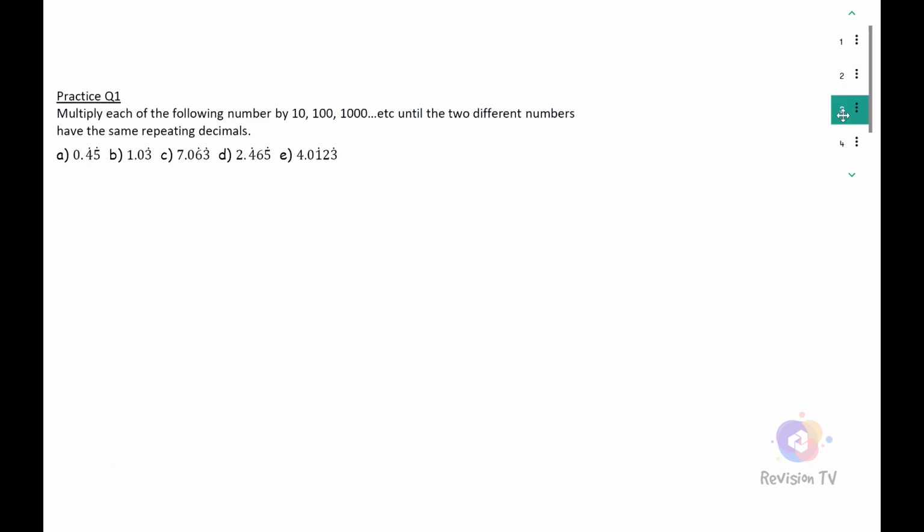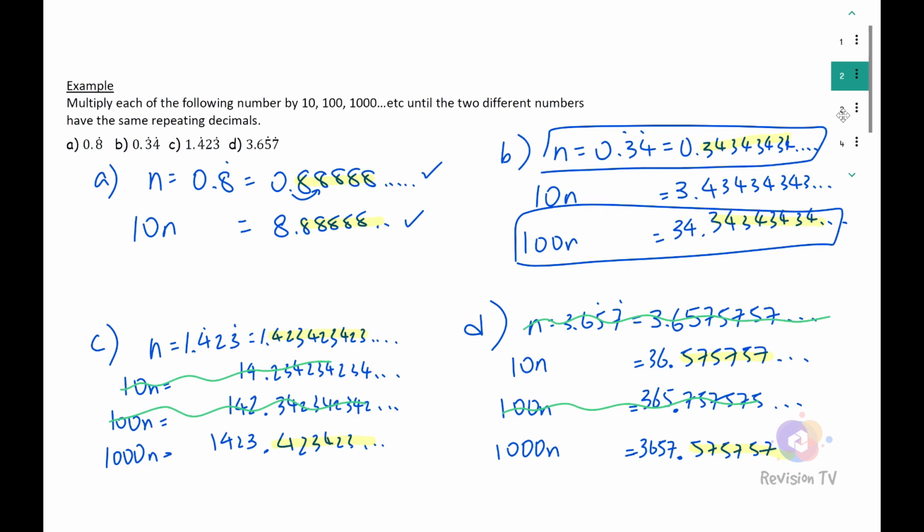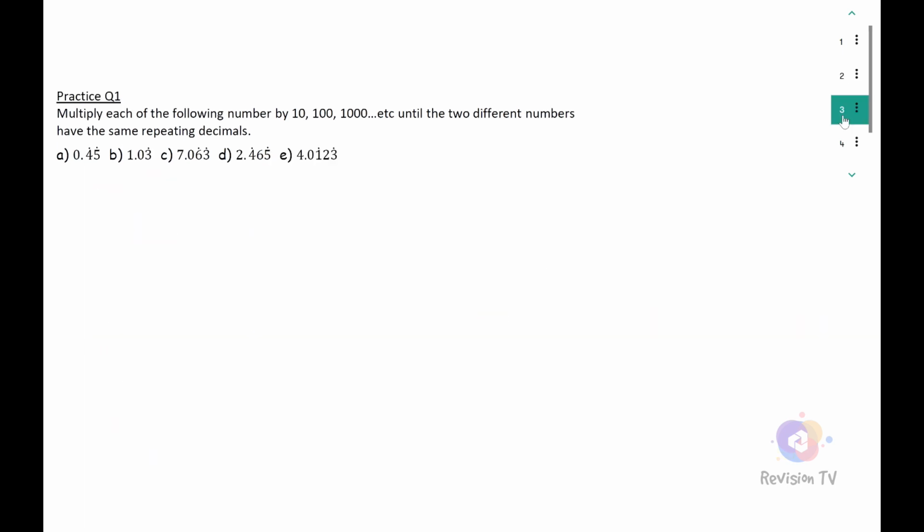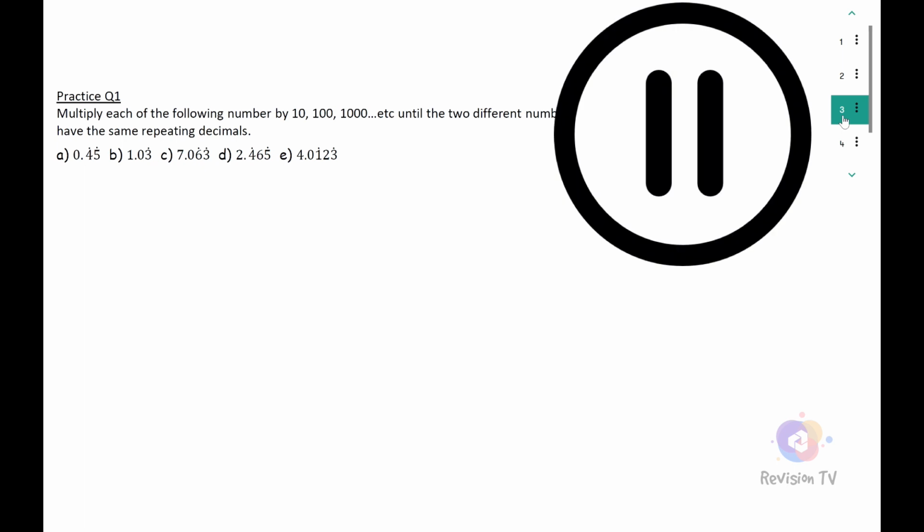This time, practice question 1. Have a go, your turn. Try to write each of these numbers until two different numbers have the same repeating decimal. Essentially what we did in the first example here, I want you to find the two numbers that have the same repeating decimal. You can pause the video and have a go at the question. When you're ready for the answer, you can press play.